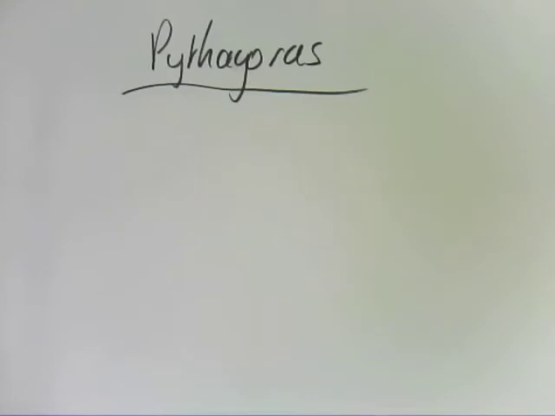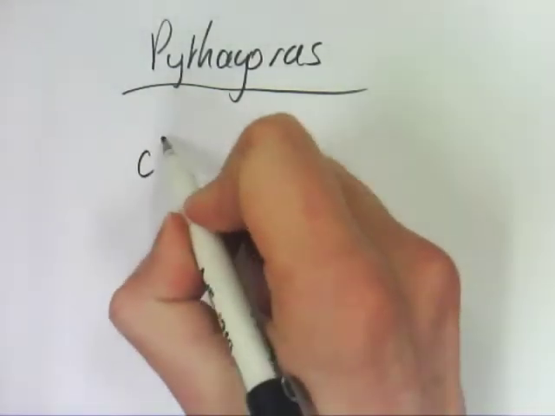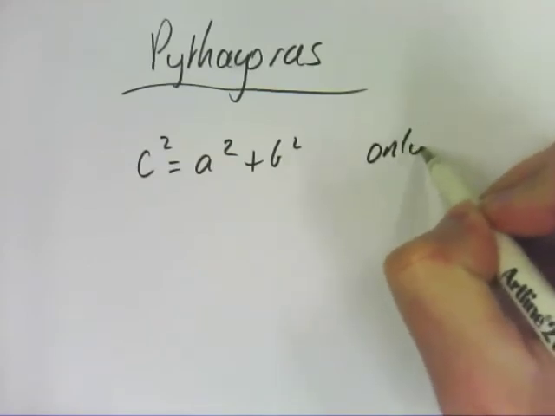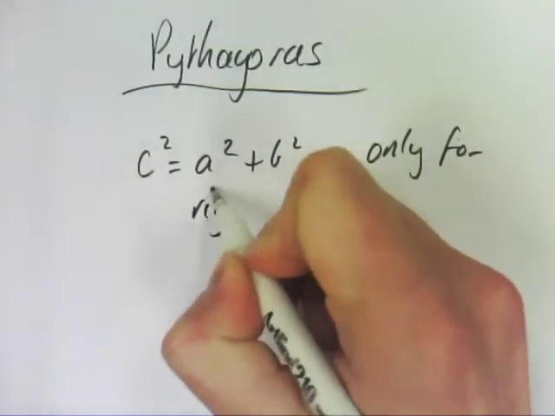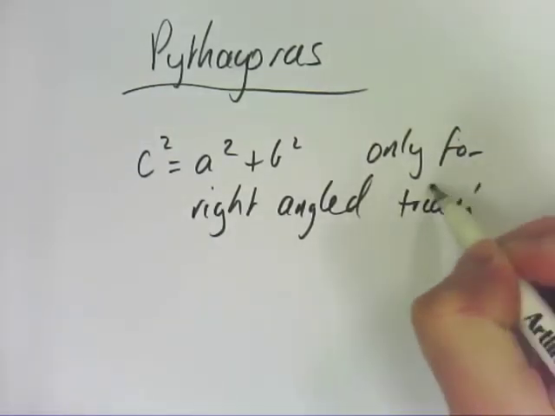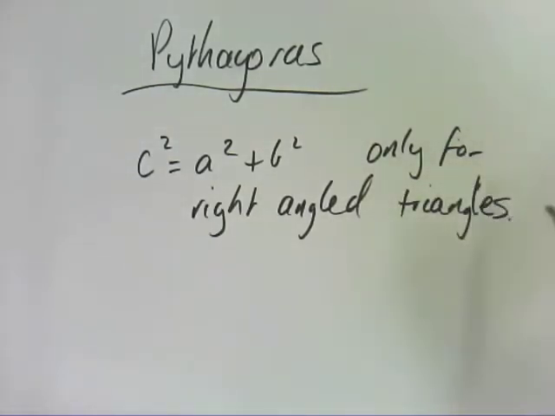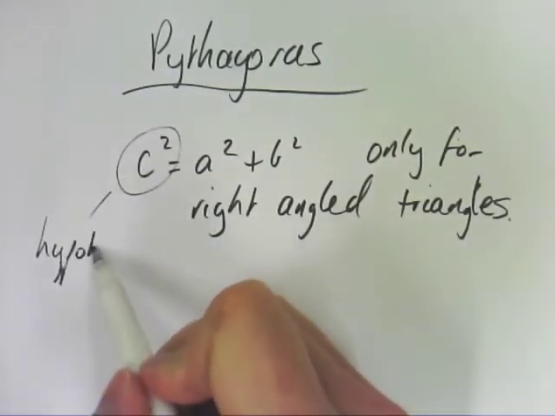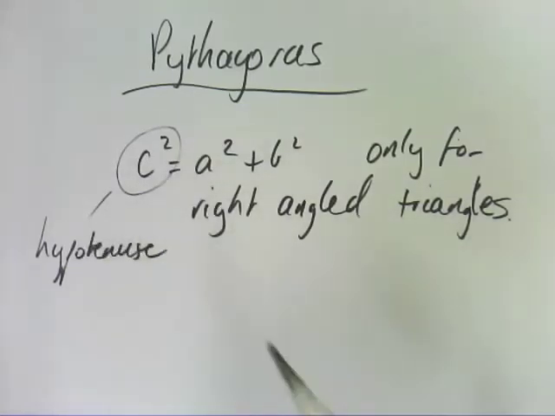So this will be like the 6th year in a row you've had to deal with Pythagoras, because I'm sure you started it in year 7. I think we touched on it every year since then. So Pythagoras' theorem, it's simple, you should be able to remember it. C squared equals A squared plus B squared, and it's only for right angled triangles. It only works for right angled triangles. And C is always the hypotenuse, which is the longest one.